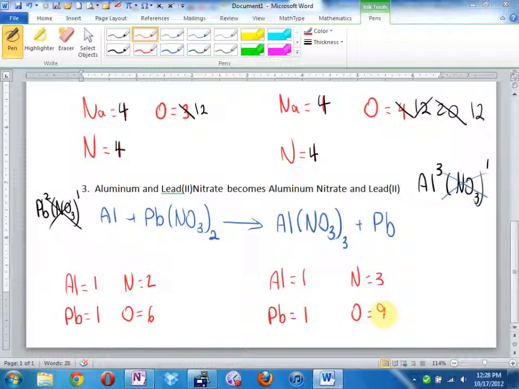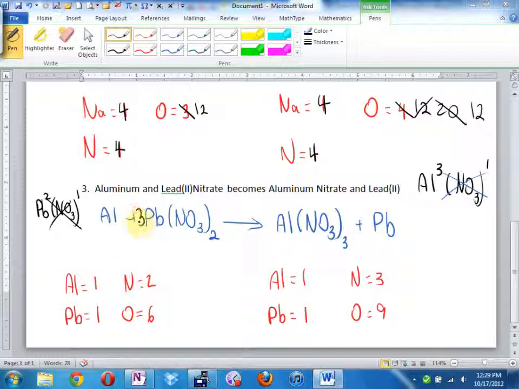Are we balanced? Curtis, are we balanced? No. Nope. Let's try the nitrogens, because that looks a little less scary than the oxygens. Curtis, I have 2 on the left, 3 on the right. Hey, what number do those have in common? How many do I want to get? 6. Or in math speak, what's the least common multiple? 6. So, Curtis, my friend, how can I turn 2 into 6?